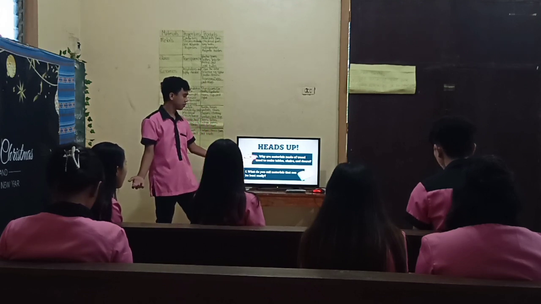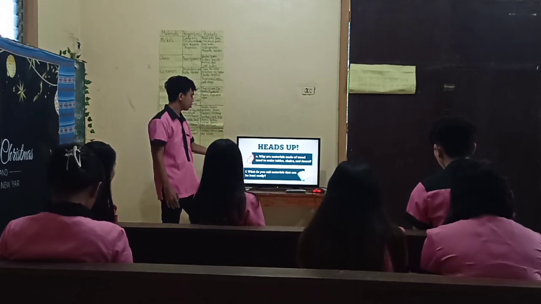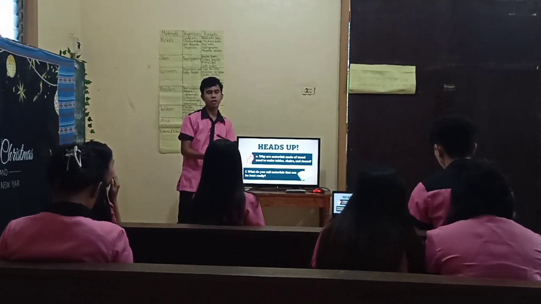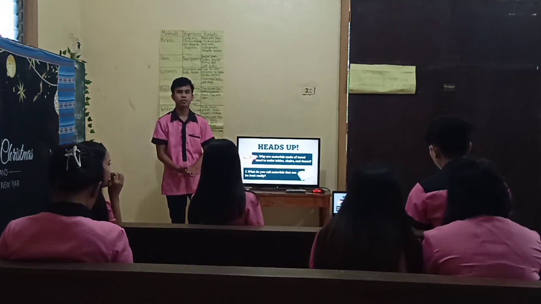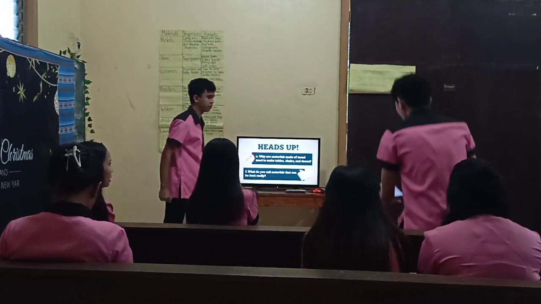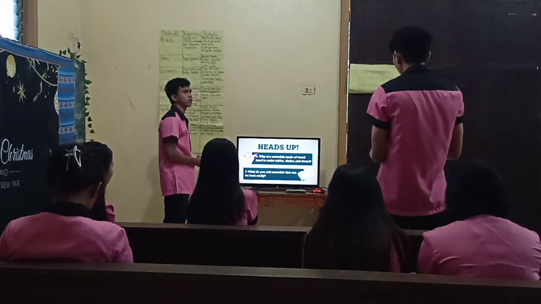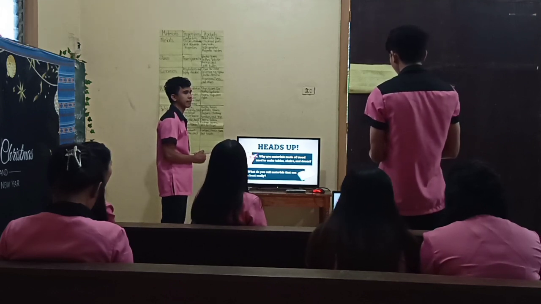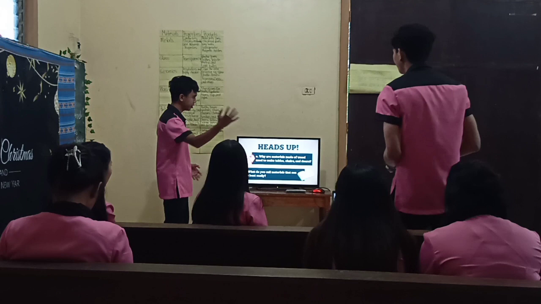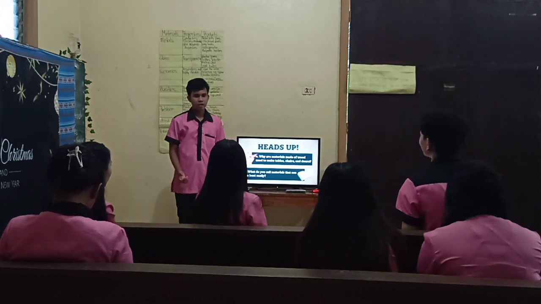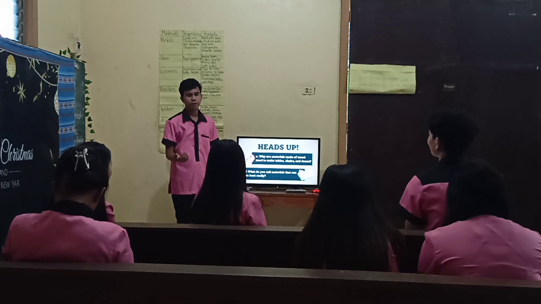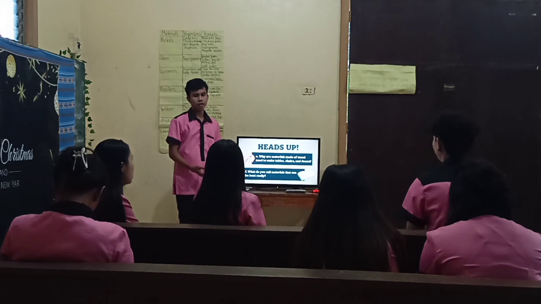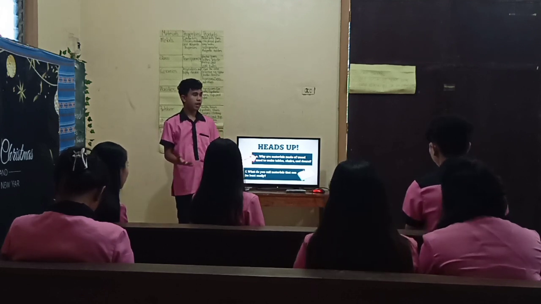Here's the next question. Why are materials made of wood used to make tables, chairs, and doors? Anyone? Yes, Spirit. Materials made of wood are used to make tables, chairs, and doors because they are stiff and hard. They can't be bent easily. Very good. So materials made of wood are used to make tables, chairs, and doors because they are stiff and hard and cannot be bent easily.